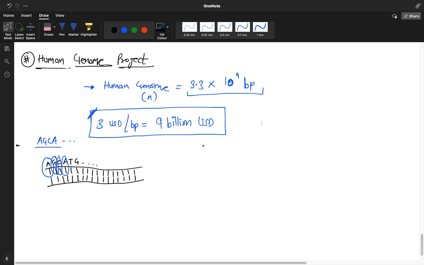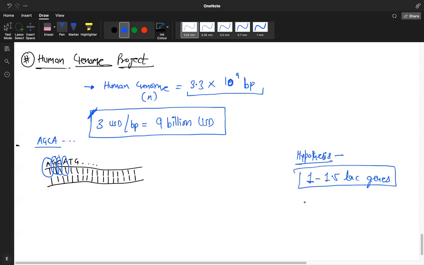Scientists were thinking, this was their hypothesis before this project started, that we can find somewhere around 1 to 1.5 lakh genes in humans. Such a big genome must be carrying 1 to 1.5 lakh genes. Do you know how many genes we have? How many genes did we find from the whole genome sequencing?